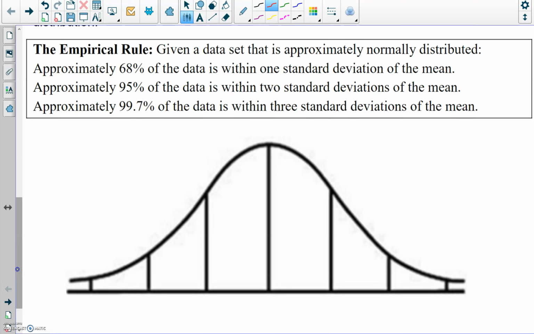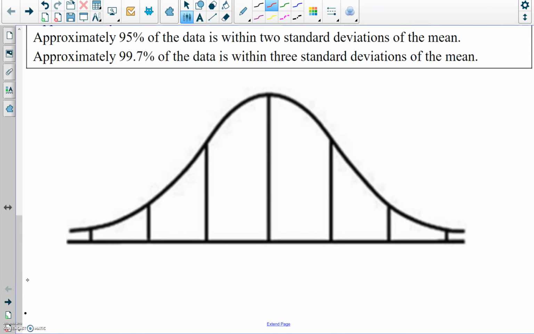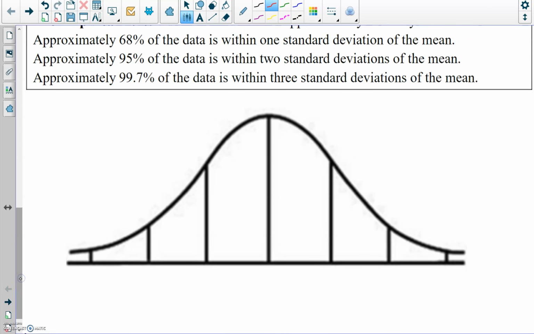And visually, what you'll see here in this normal distribution is that 68% of the data is within 1 standard deviation of the mean. So the mean here would be right in the middle. And then if we add 1 standard deviation and then subtract 1 standard deviation, 68% of the data is going to be between these 2 lines. So the bulk of it is within 1 standard deviation.